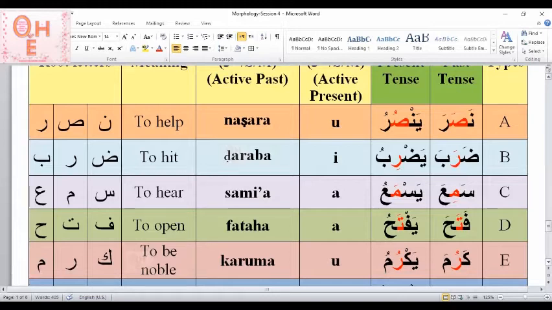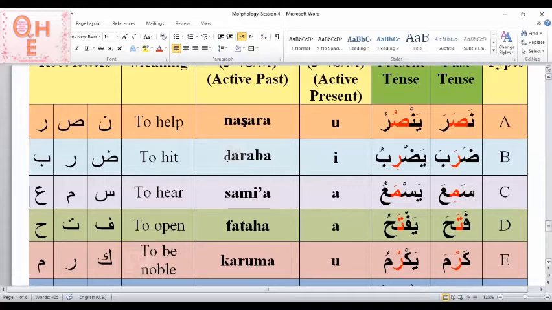So S stands for sin. SA tells me sin fatha. M stands for mim. MI tells me mim kasra. And the upper comma tells me ayn, and the comma and A tells me ayn fatha. That is how I get sami'a.